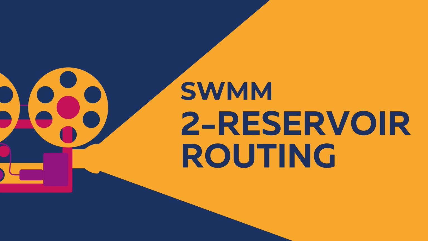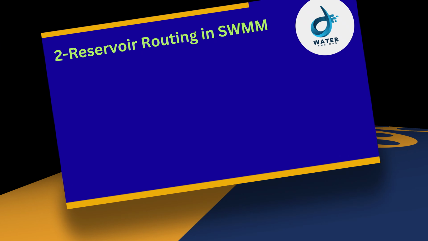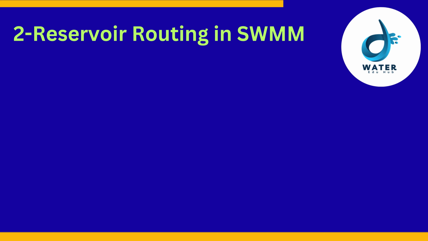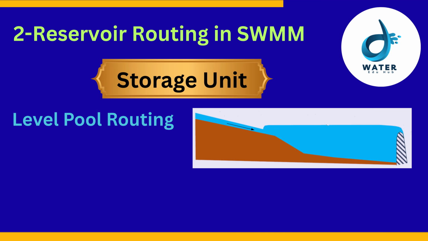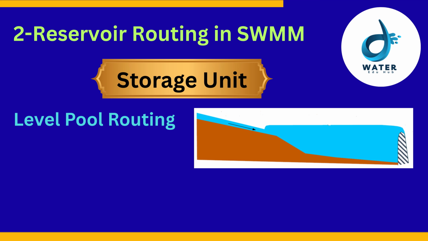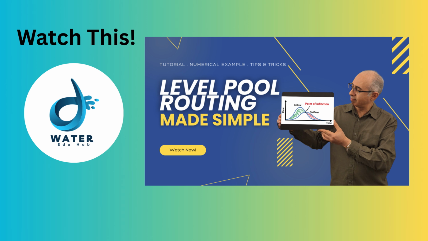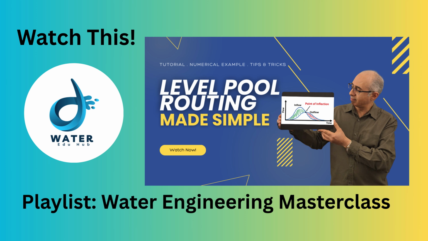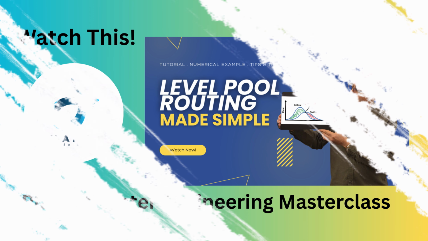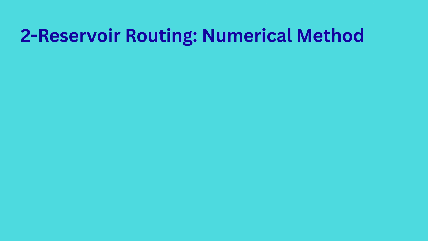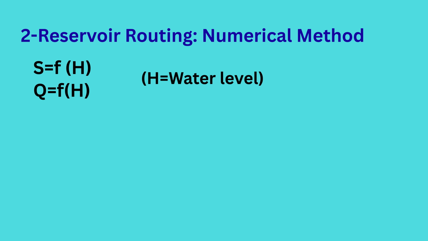Let's move to SWMM reservoir routing. The reservoir routing in this model is handled by a storage unit. Following the level pool routing concept, the storage unit uses the continuity equation for reservoir routing. To know more about level pool routing, please watch our tutorial on this method. Here, both the storage and outflow are assumed to be a function of water level H at each time step.